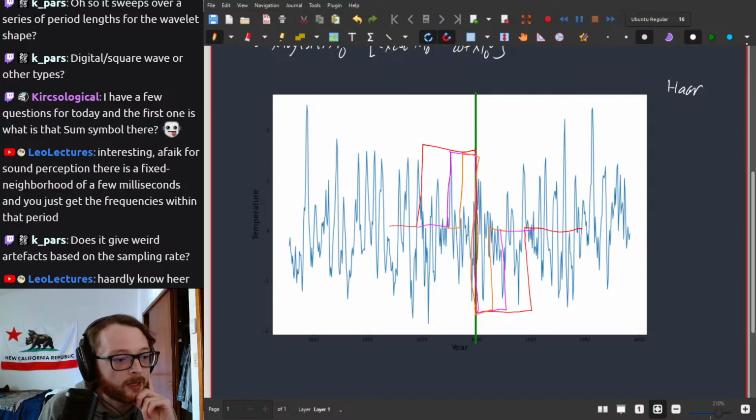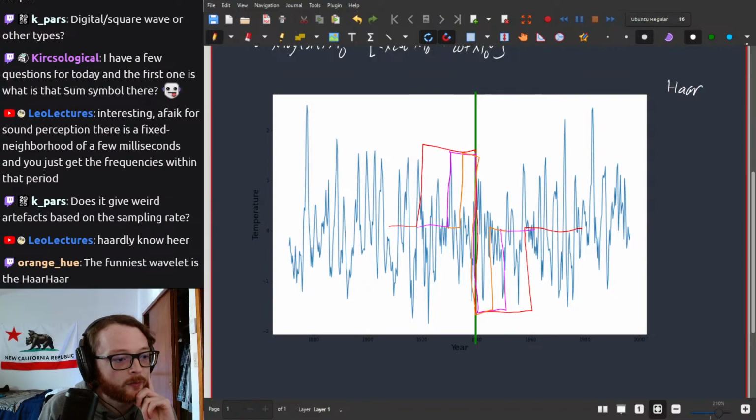You have a few questions for today, and the first one is, what is that sun symbol there? Sun symbol? What sun symbol? I don't know which one you mean, Kirk. Hardly know her.